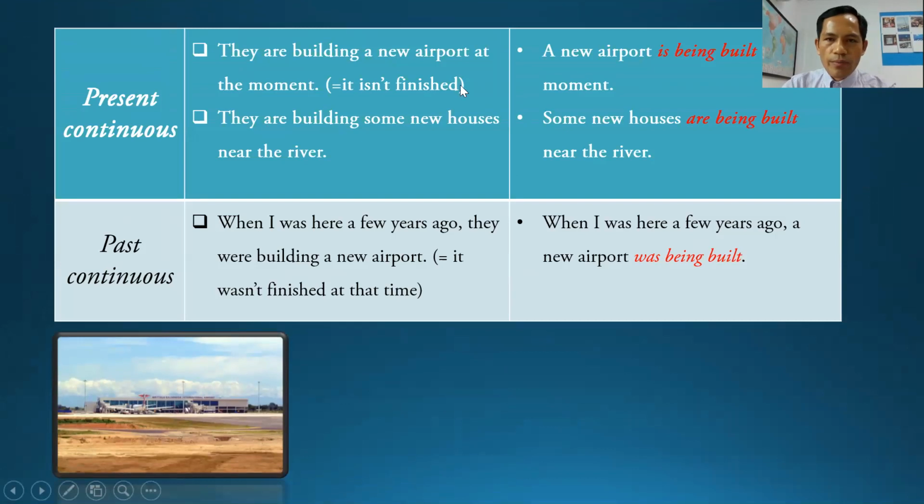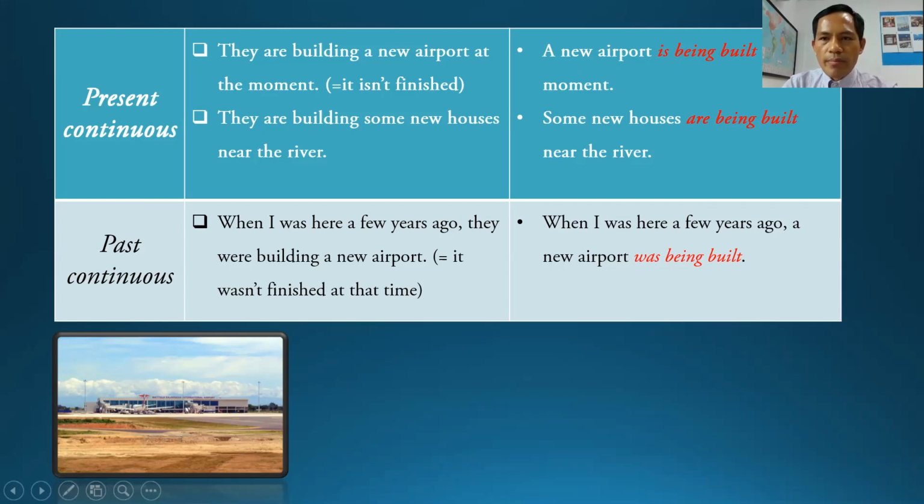Let's look at the continuous form. They are building a new airport at the moment. So are building is a continuous form. Here another one, some houses near the river. So are building is a continuous form. But if you remember here, there is a verb to be here, okay? But there is no verb 3 form. That's why this is not passive. The passive must include verb to be plus verb 3. That's why when you change this, it becomes like this.